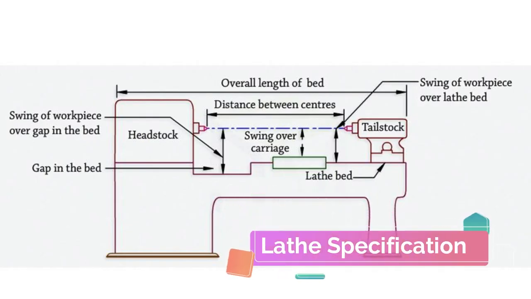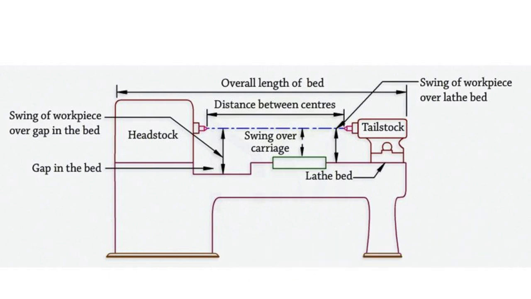Lathe specifications include 5 important points which I'll explain here. Maximum diameter of the workpiece that can be revolved over the lathe bed is called the swing of the lathe, which is the first specification. General purpose lathe will have limitation of up to 30 cm diameter workpiece, whereas industrial lathe will be in the larger size with more swing value. That means more diameter workpiece can be mounted and can be machined.